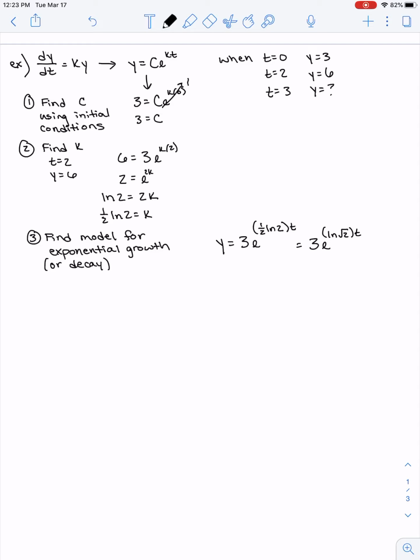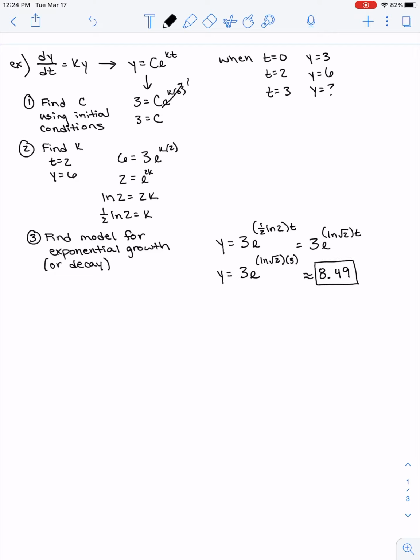Now using this model, we can answer our original question of what is y when t is equal to 3. So now if we just plug in, we get 3 times e to the natural log of the square root of 2 times 3, because that's the time that we care about. This is something that you could plug into your calculator, and you would see that at time equal to 3, you get approximately 8.49.